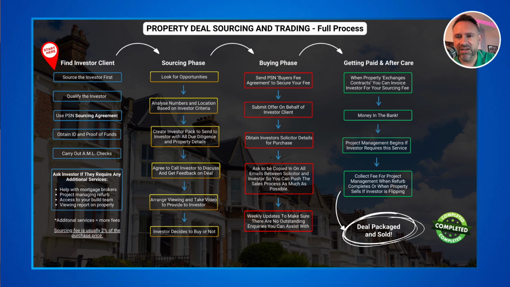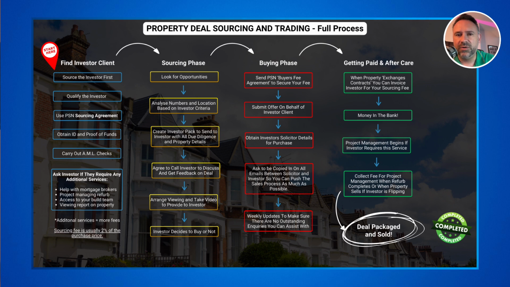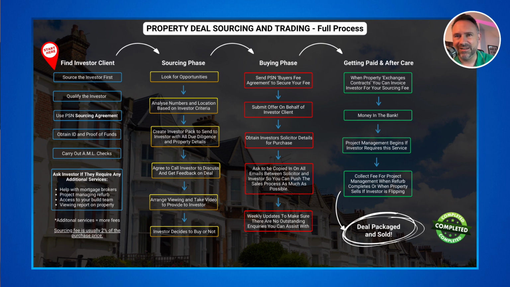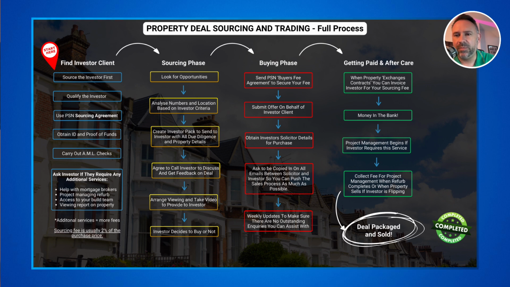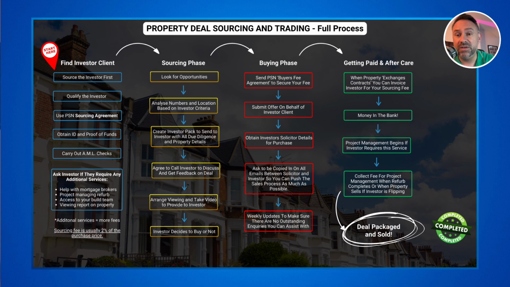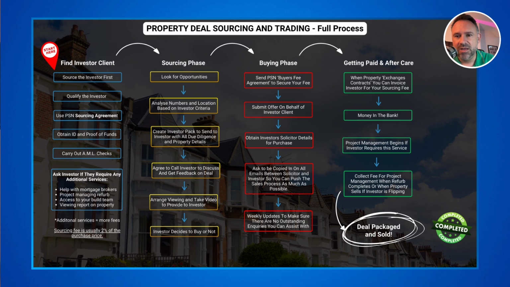So now we're over to the green column, the last column. We're nearly home and dry. Now we're at the stage of getting paid and aftercare. When the property exchanges contracts, you can then invoice your investor for your sourcing fee. We say that because you get paid at the end of the process.